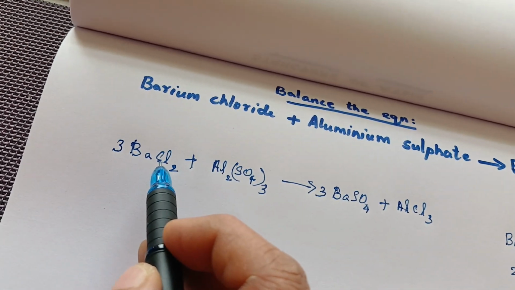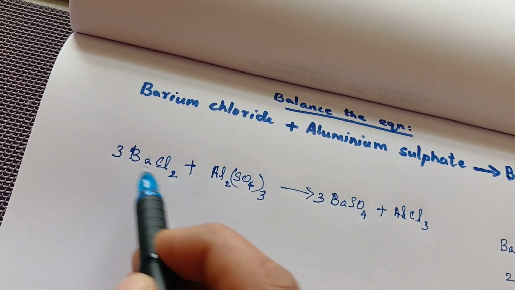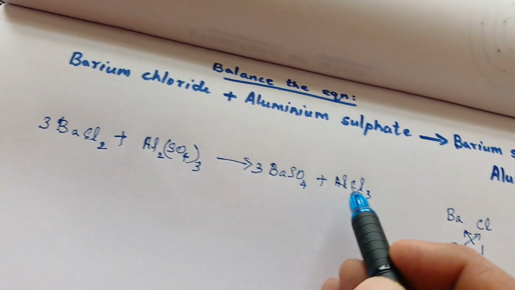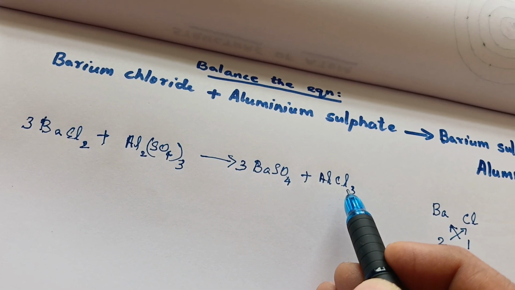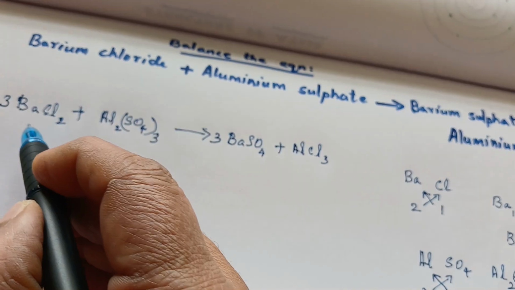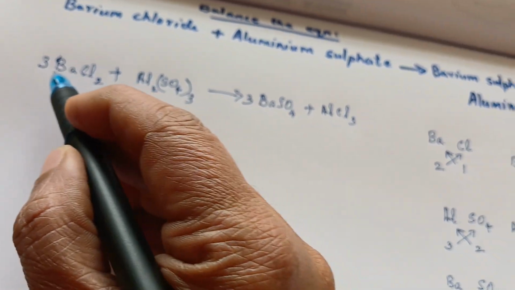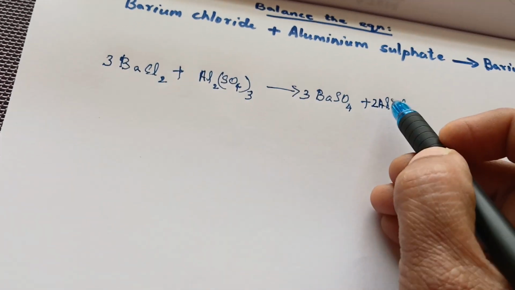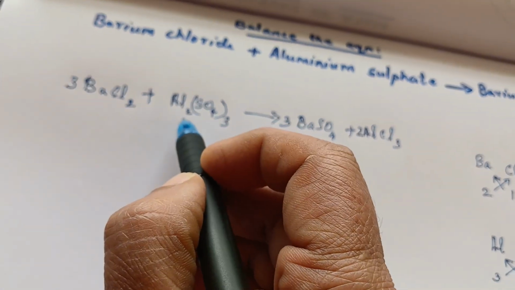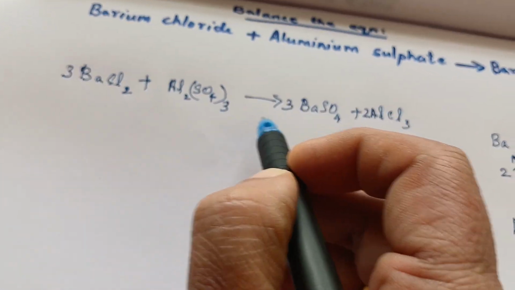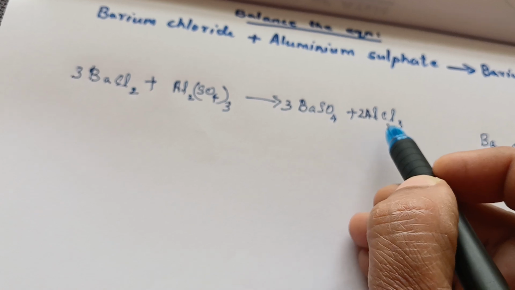Now what happened? Look at chlorine. 3 into 2, 6 chlorine atoms are here, whereas here we have only 3 chlorine atoms. So in order to make those chlorine atoms 6, 3 into 2, we can put a 2 here. So in that process, we got the number of aluminiums also correct. It is Al2(SO4)3, and here we have written 2Al.